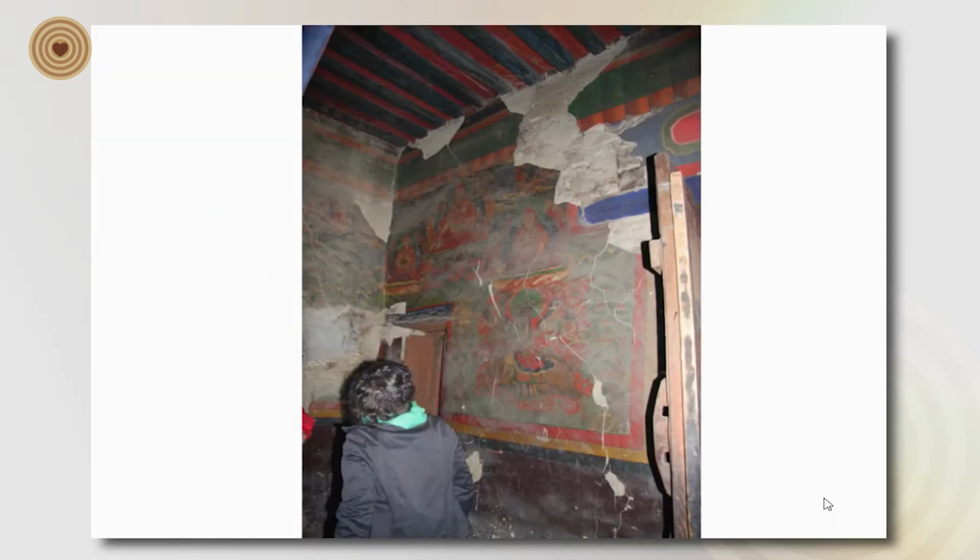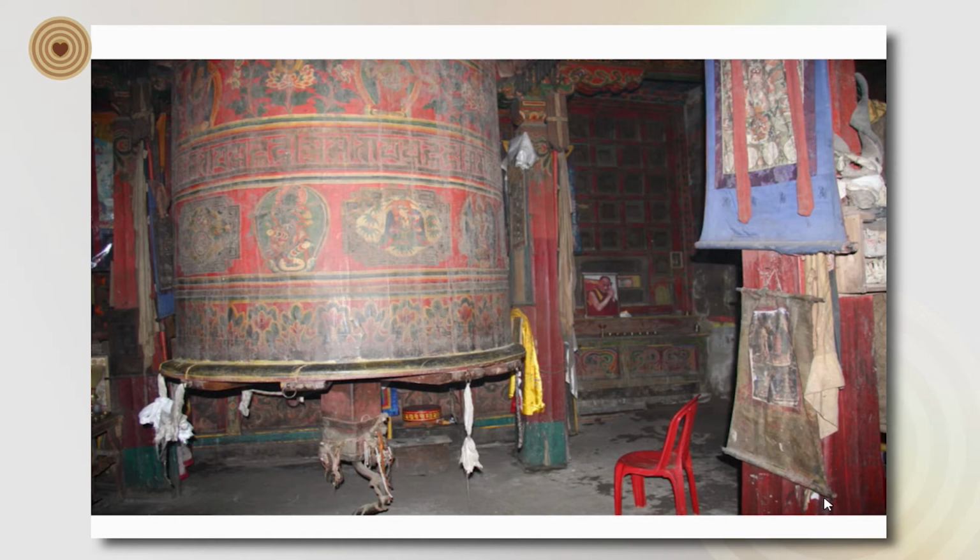So you see this temple needed to be restored also after earthquake. Then the paintings came off. So you see here the state after the earthquake. Here you see a prayer wheel made of wood, and it is also made of fir.